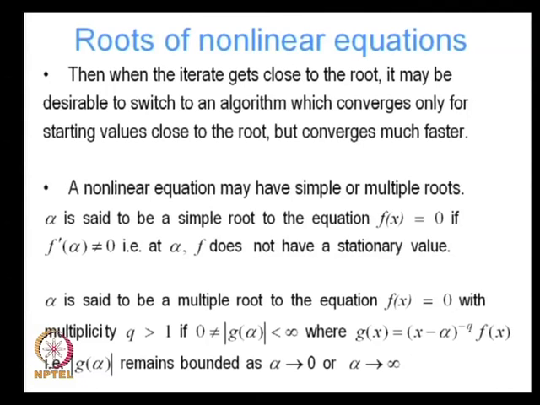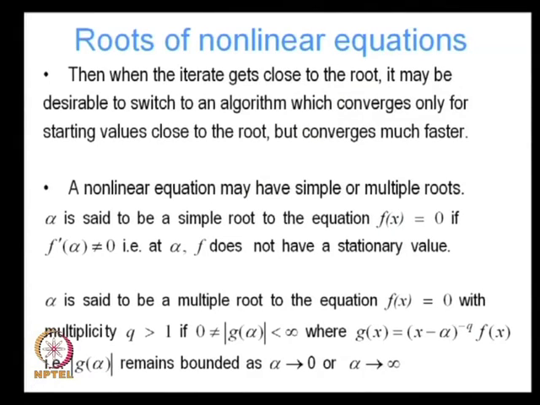Alpha is said to be a multiple root of the equation f of x equal to 0, with multiplicity q greater than 1, if we can write f of x in terms of another function g of x times (x minus alpha) to the power q, that is, g of x equals (x minus alpha) to the power minus q times f of x. In that case we say that f has root alpha with multiplicity q.